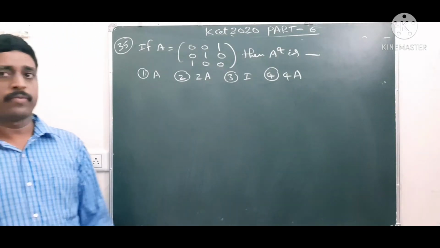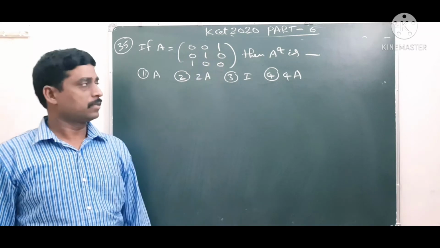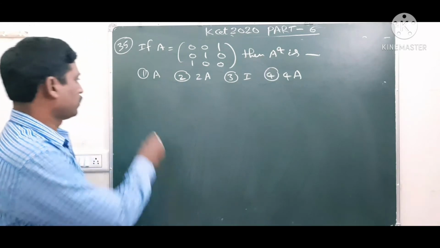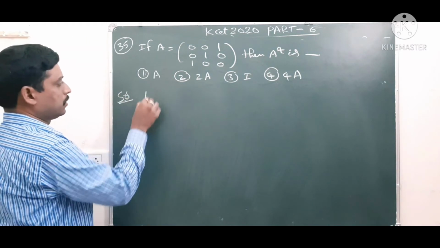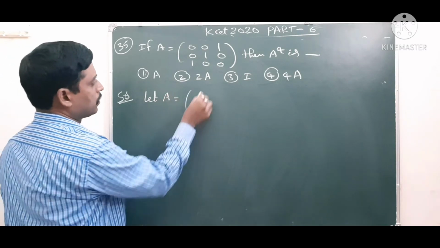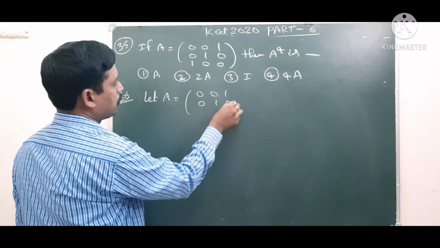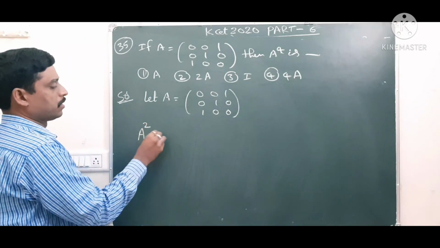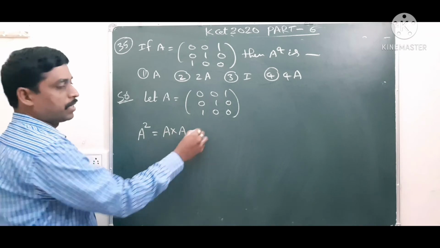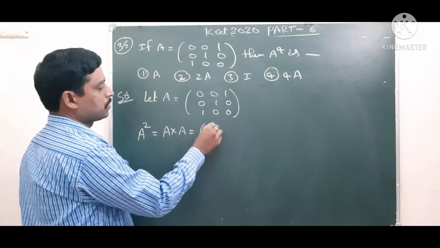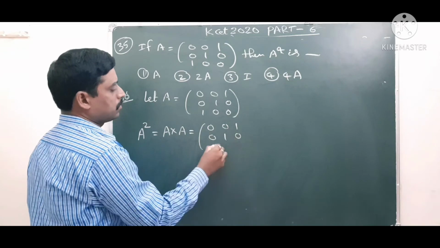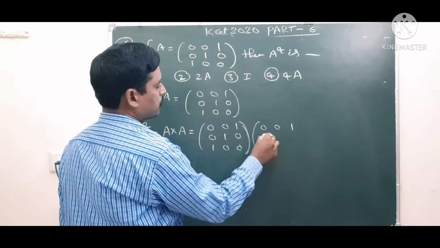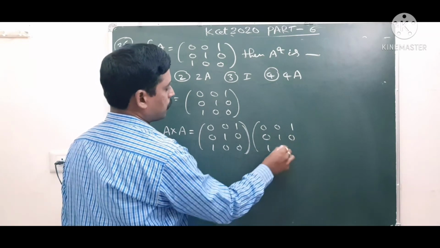Next I am going to explain question number 35. A is a 3 by 3 matrix is given. Then find out A to the power 4. First, let us take the given matrix A equal to 0, 0, 1, 0, 1, 0, 1, 0, 0. First we have to find the A square value. A square means A into A. So 0, 0, 1, 0, 1, 0, 1, 0, 0 into 0, 0, 1, 0, 1, 0, 1, 0, 0.